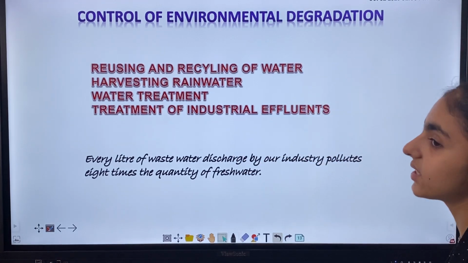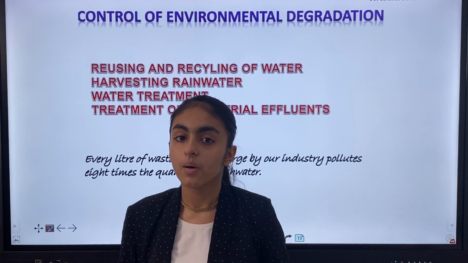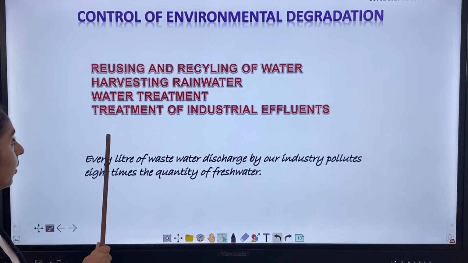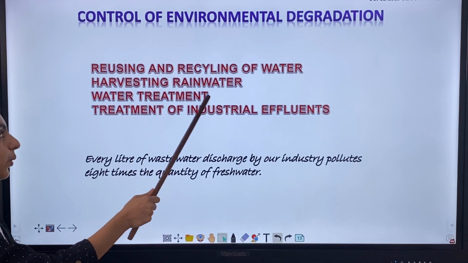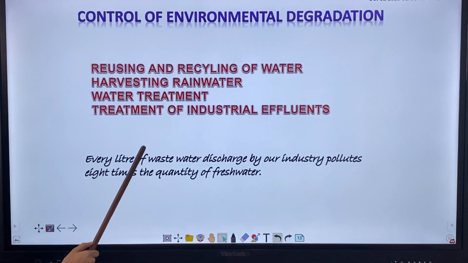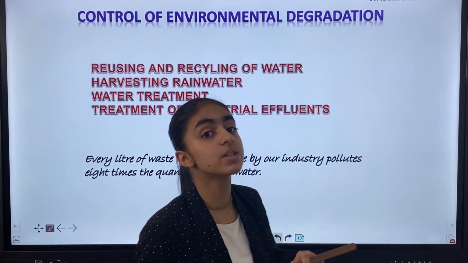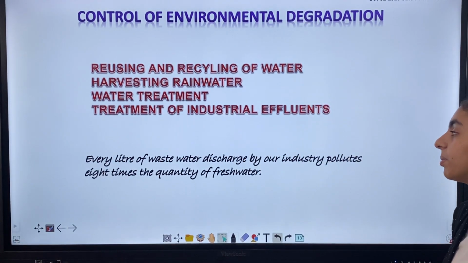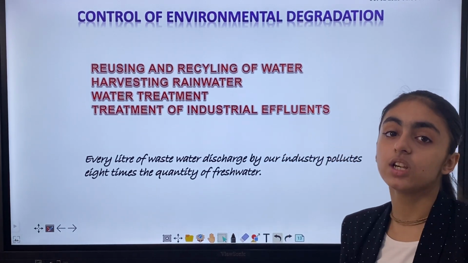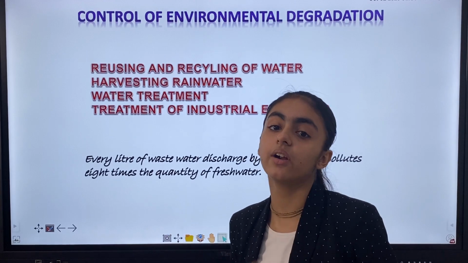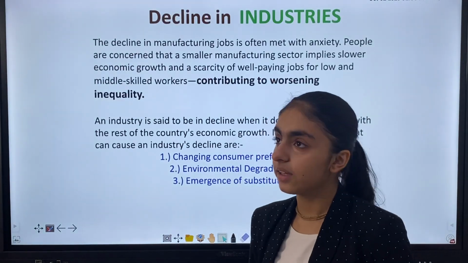Control of environmental degradation. Now it's very important to control our environment. We can do it by the following steps: reusing and recycling of water, harvesting rainwater, water treatment or treatment of industrial effluents. Every little bit of waste water discharged by industry pollutes 8 times the quantity of fresh water. So we should definitely save our environment.